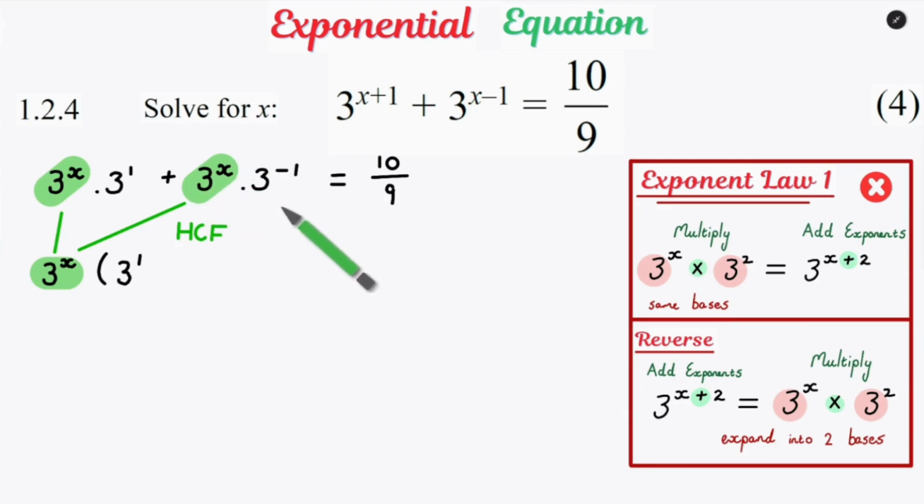And I'm going to do the same thing for this term. I took this out, so I've just got plus 3 to the negative 1 left over there. And then the equals 10 over 9 does not change at all.